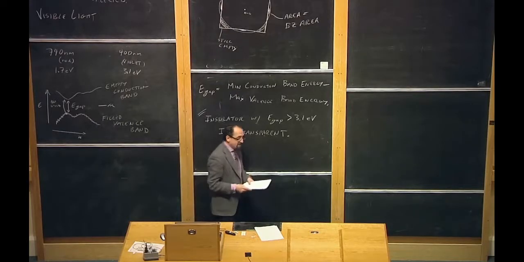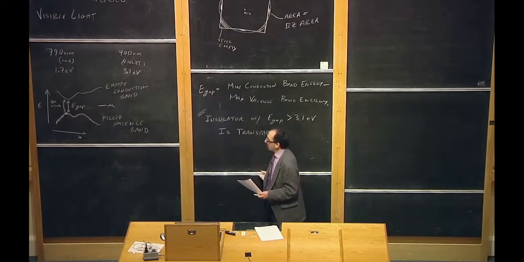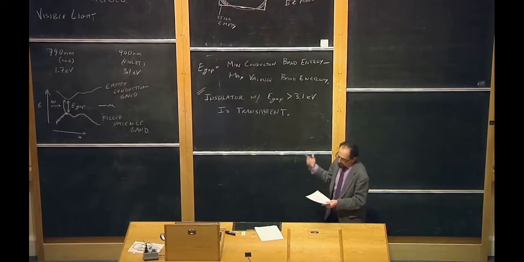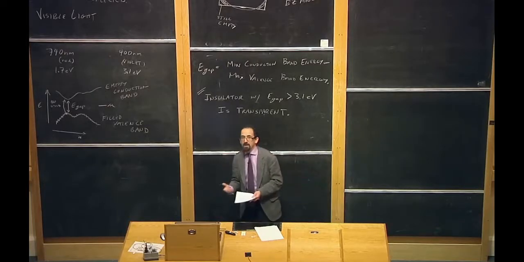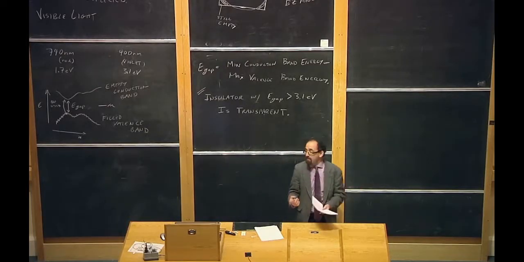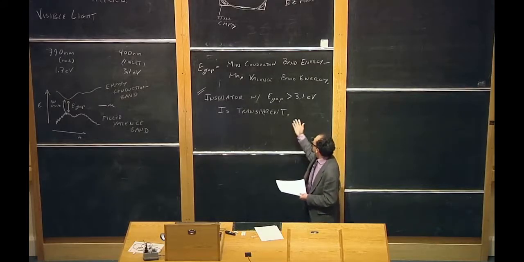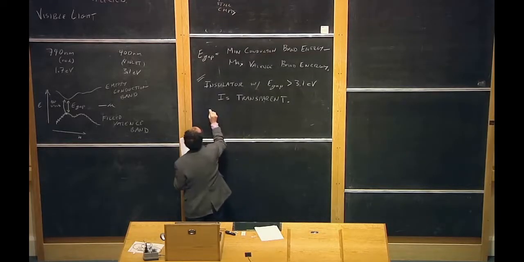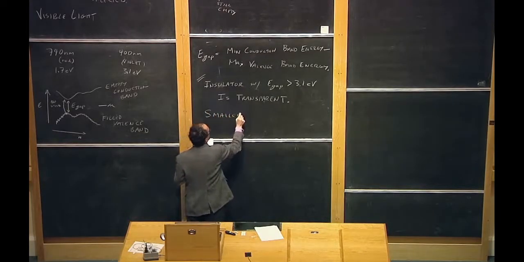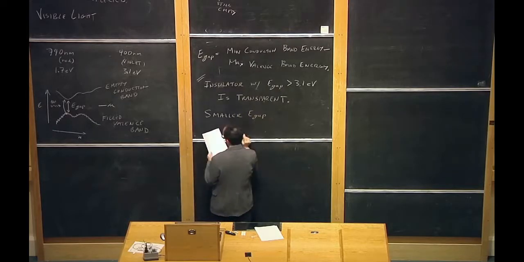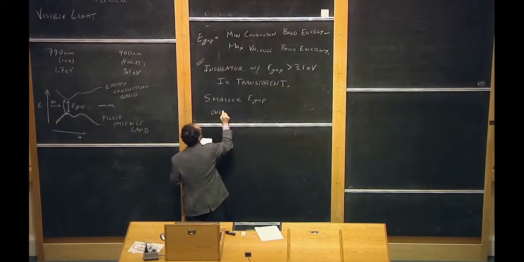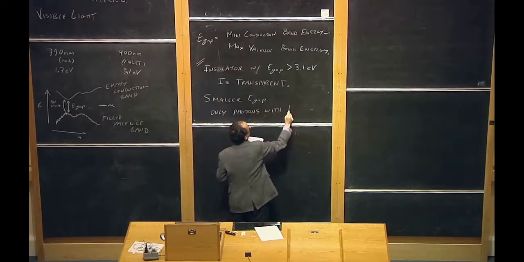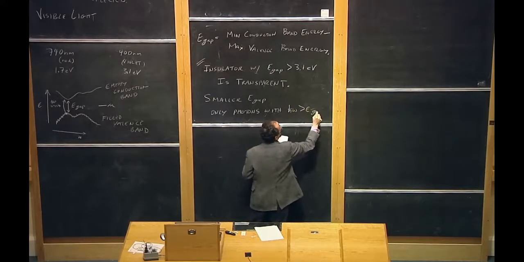So we know plenty of materials like this, where the gap is greater than 3.1 eV, and therefore they look transparent. Diamond, quartz, window glass, although it's not crystalline, alumina, gallium nitride, all these materials which are transparent, they have energy gaps greater than 3.1 eV. Now, if you have a smaller band gap, smaller E gap, then light is absorbed. Only photons with h bar omega greater than E gap can be absorbed.